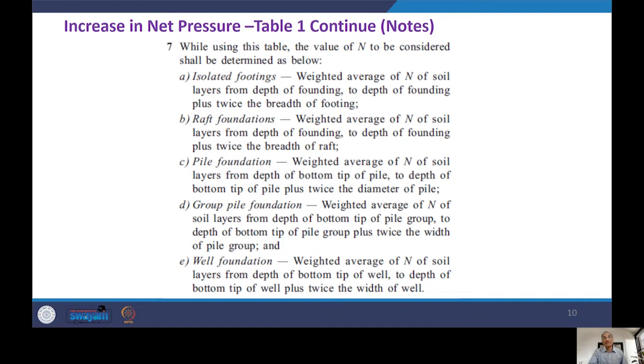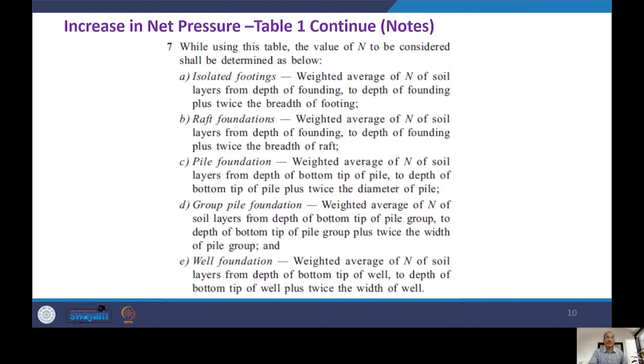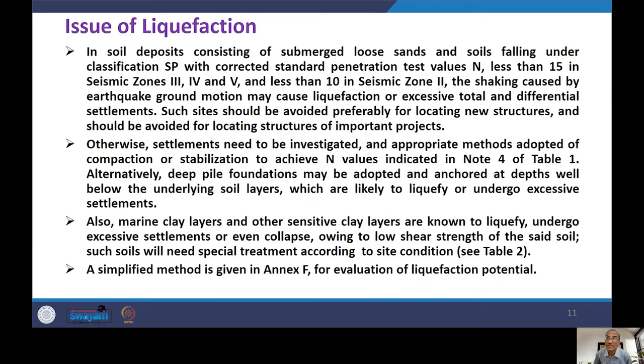Now continuing with reference to table 4, where the minimum prescribed N values are given. But suppose you have a soil deposit which consists of submerged loose sands and soils which fall under classification SP, that basically means poorly graded sand, with corrected standard penetration test values N less than 15 in seismic zone 3rd, 4th, and 5th, and less than 10 in seismic zone 2nd. In that case, the shaking caused by earthquake ground motion may cause liquefaction or excessive total and differential settlements. And such sites should be avoided, preferably for locating new structures, and should be avoided for locating structures of importance.